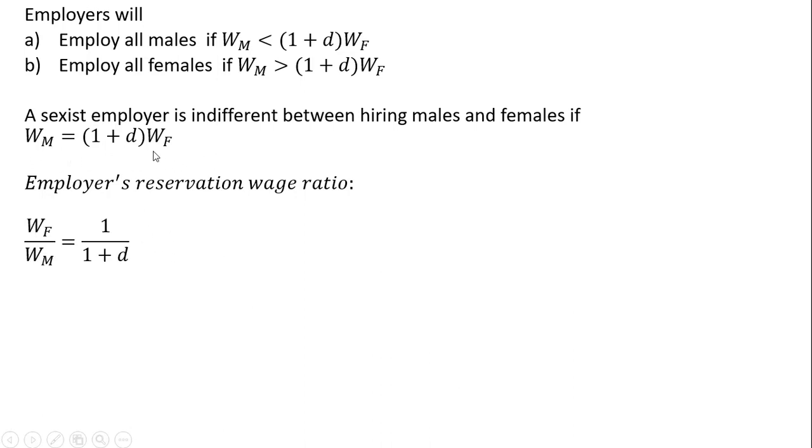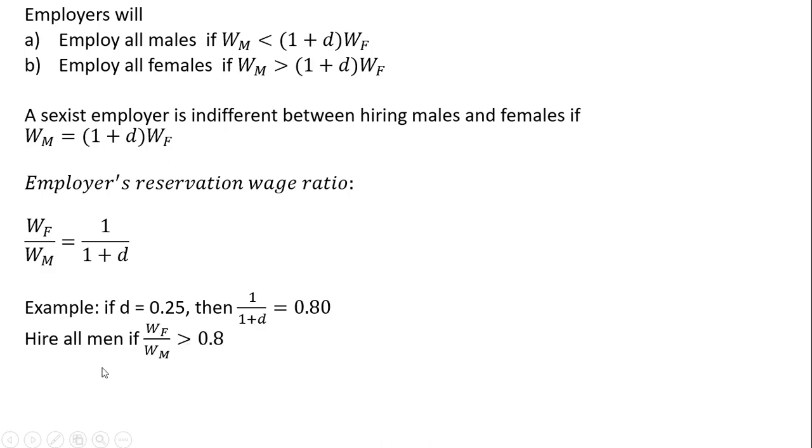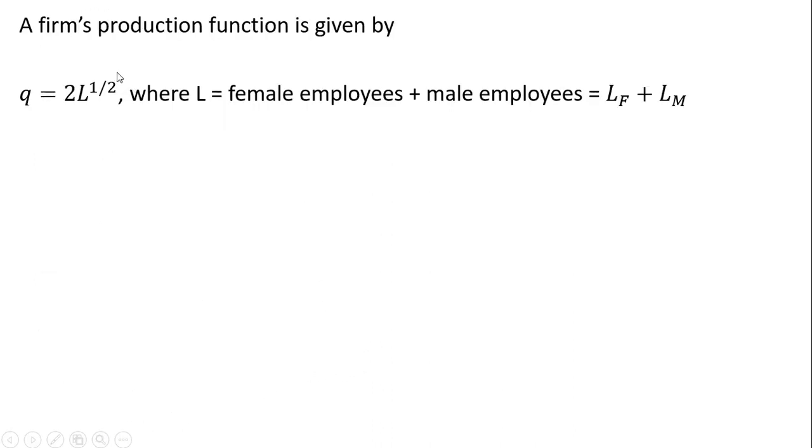The employer's reservation wage ratio, just solving this equation here for the wage of females divided by the wage of males, is just going to be 1 divided by 1 plus the discrimination coefficient. So for example, if D equals 0.25, then the reservation wage ratio is 0.8. And a firm will hire all men if the ratio of female to male wages exceeds 0.8. On the other hand, if the wage ratio between females and males is less than 0.8, the firm will hire all females.